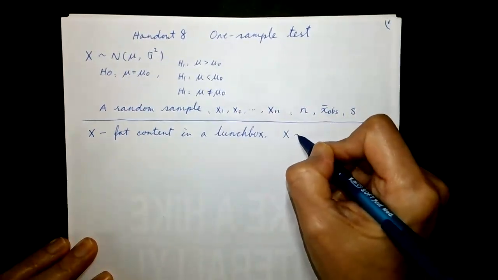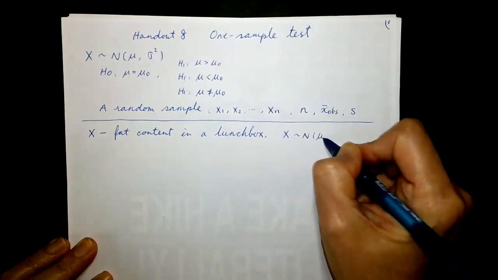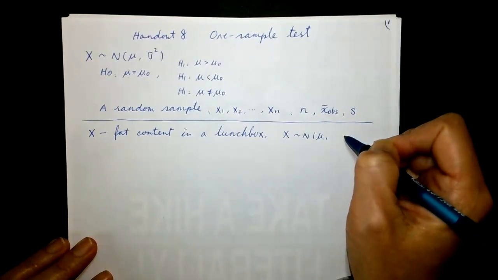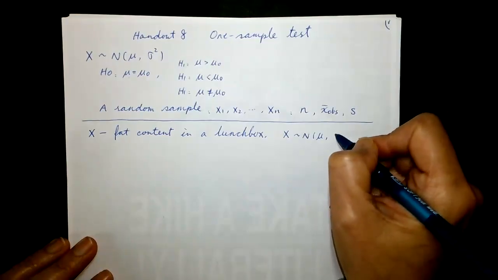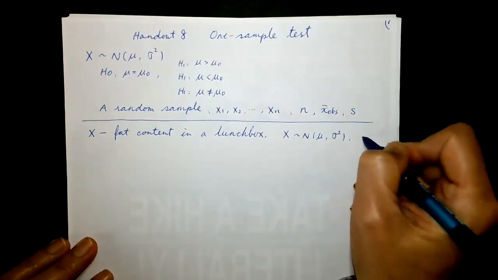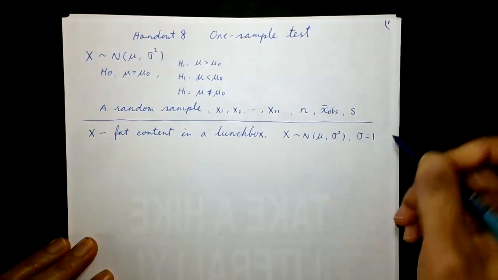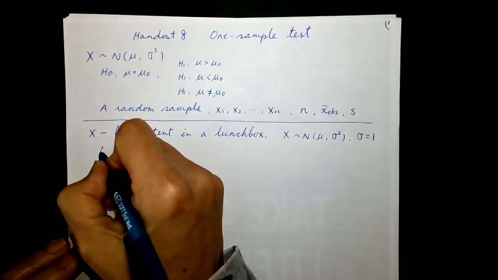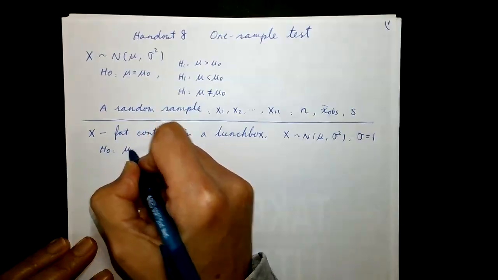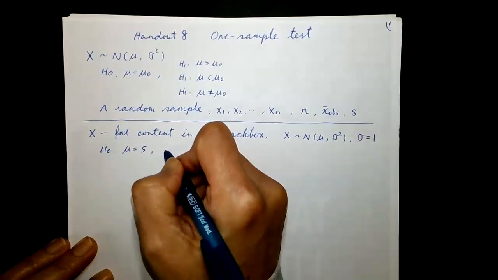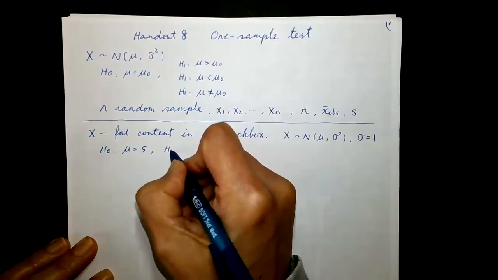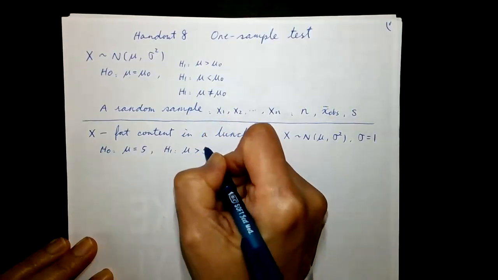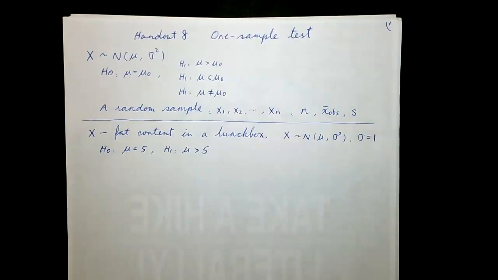Suppose that x is normal. We don't know the population mean for sure because we are testing mu, but sigma is given. So now we don't do any fancy number, so sigma is 1. The test is on whether mu is 5, so 5 grams of fat in the lunchbox. Alternatively, mu is more than 5. So if the fat content in general in the lunchbox is too much, then the customer would complain.